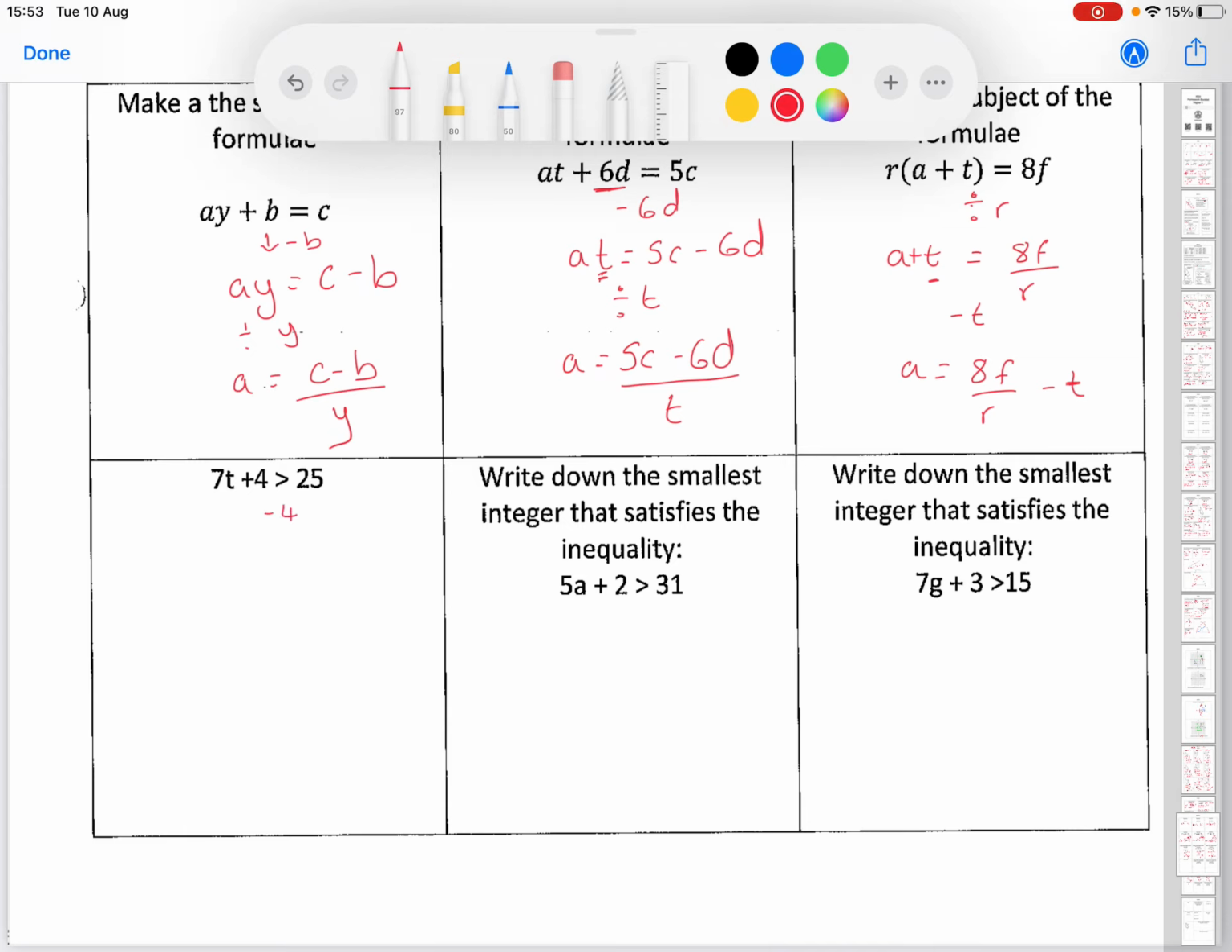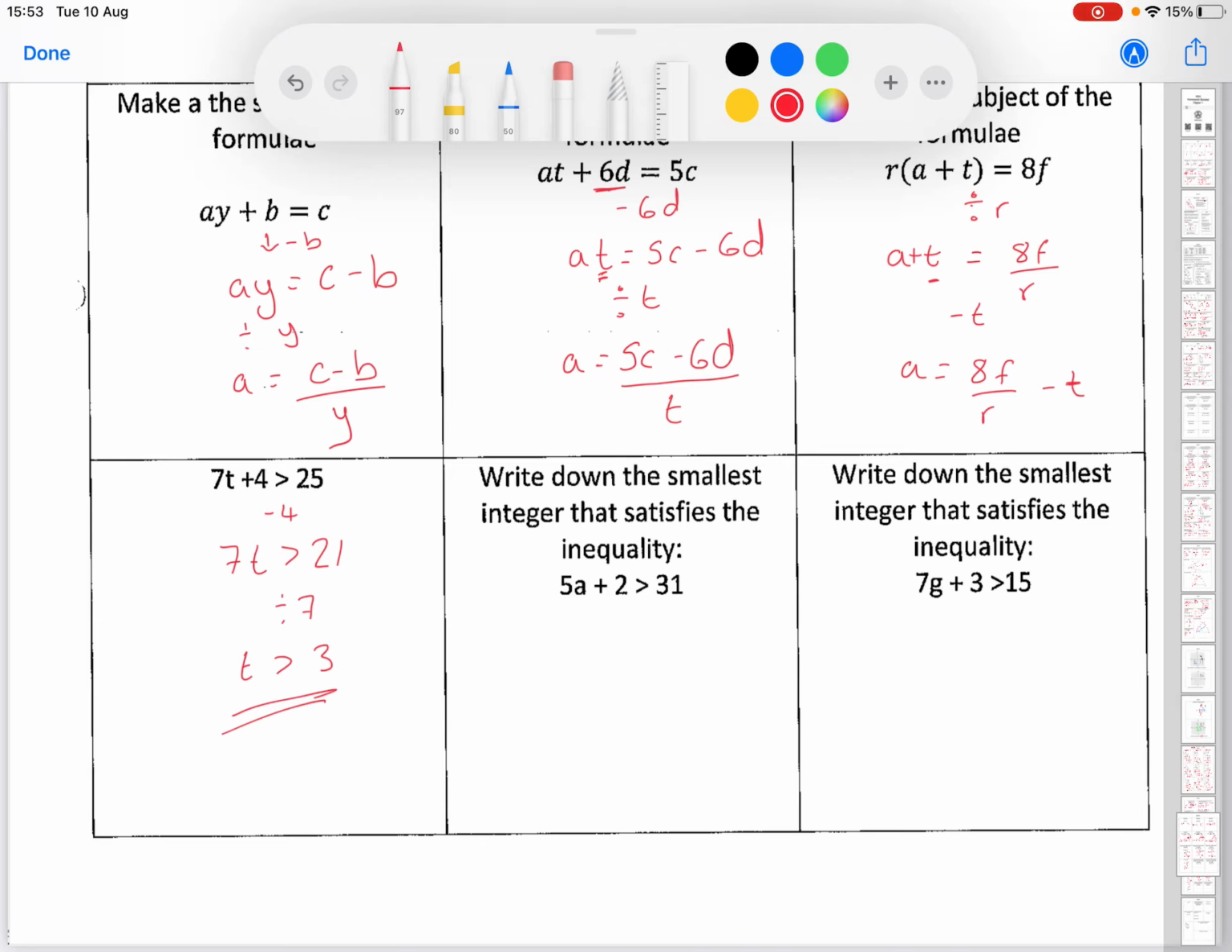Right, we've got to solve the inequality. So this is very similar to solving equations. So the first thing I'm going to do is take away 4. So I'll be left with 7t is going to be greater than 25, take away 4 is 21. Then I'm going to divide by 7, so I'll be left with t is greater than 3.